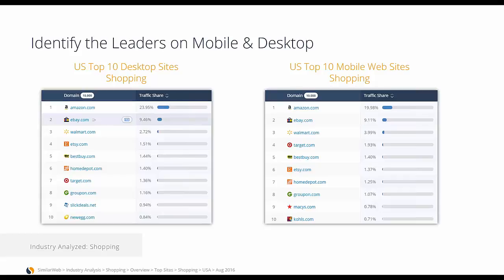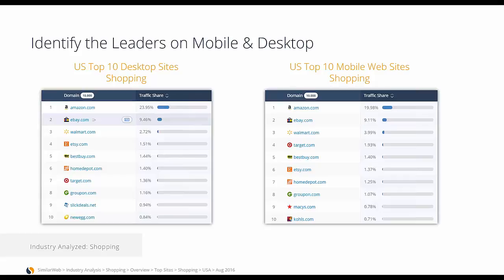So even in the shopping category, if I look at the top 10 desktop sites on the left side of your screen, everybody knows the Amazon, eBay, Walmart. None of these names should be too surprising. And on the right side, we have mobile shopping sites. And we see a slightly different list.